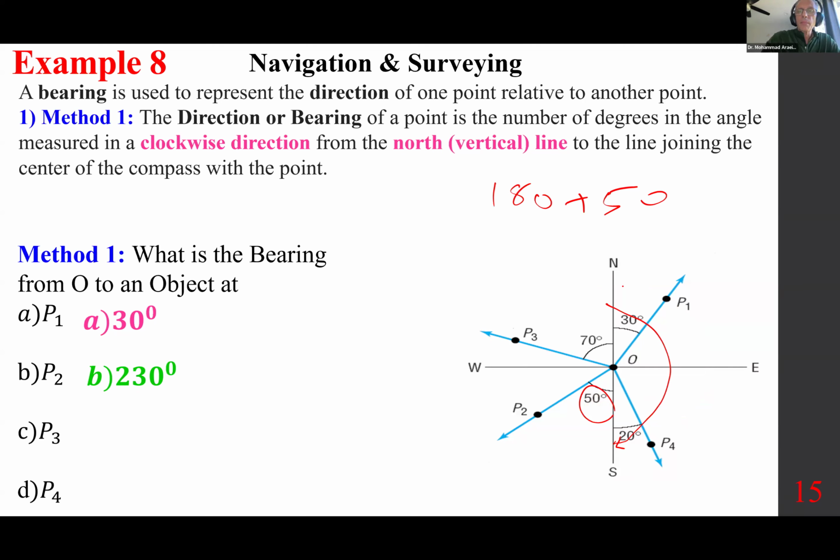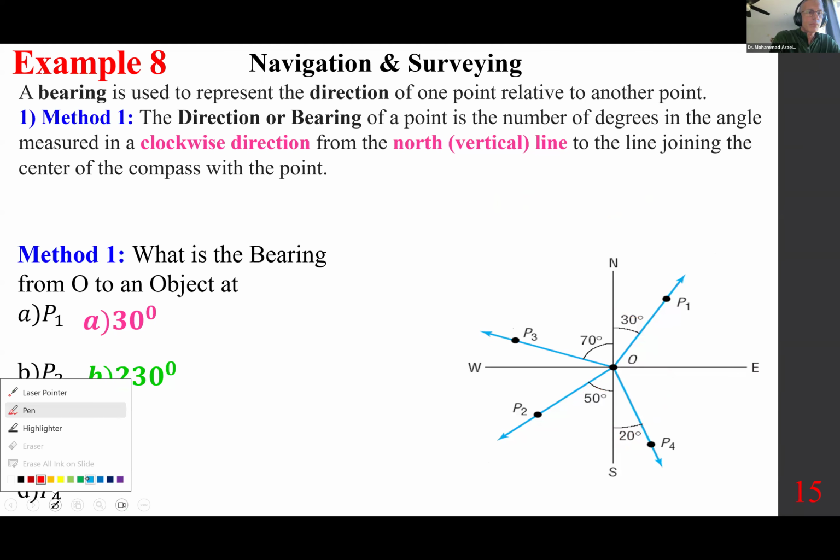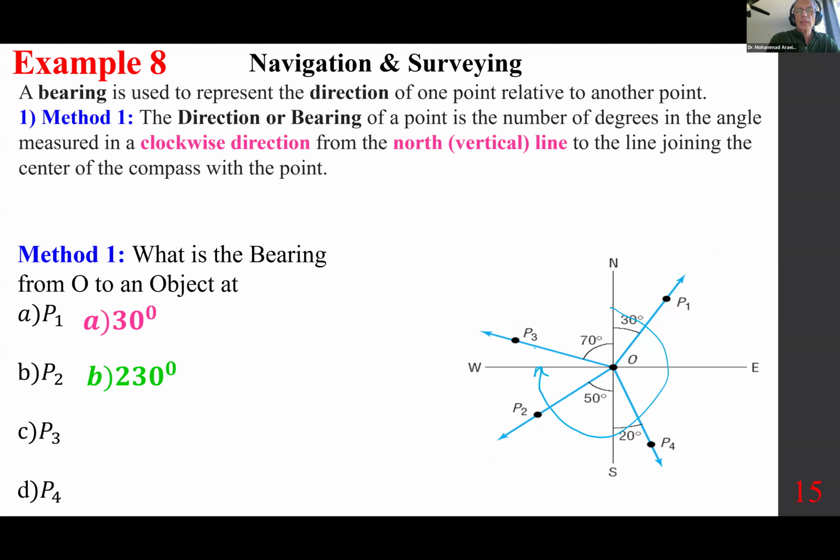Now P3, we go this much, and then we need to add this much. Now, when you move here, it's 270 degrees. How much more? If this is 70, everybody, this must be 20 degrees. So we have 270 plus 20, 290 degrees.